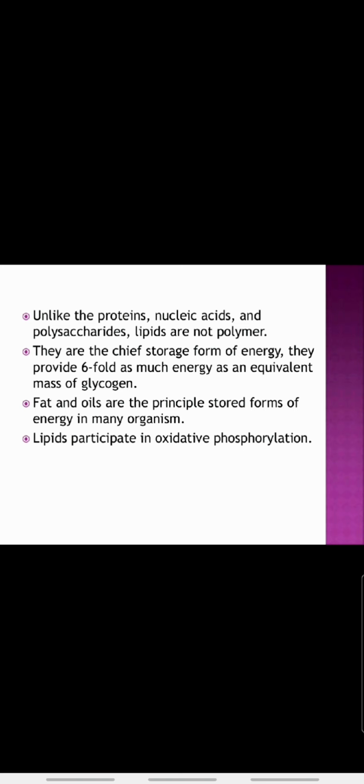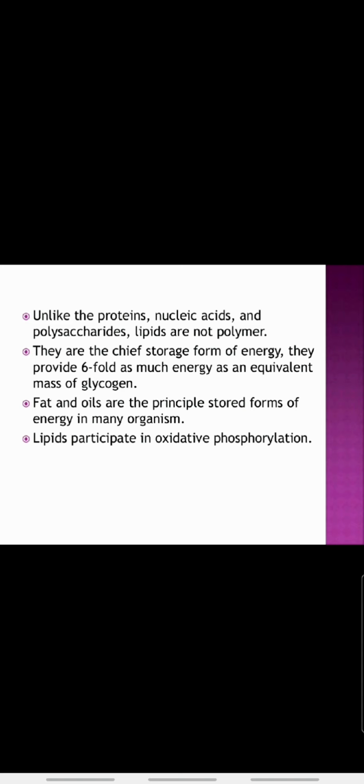Yes, that is why it is a chief storage form of energy, because glycogen is actually involved with the process or the structure of the lipids. Next, it said that the fats and oils are the principal stored form of energy in many organisms. Yes, because a fat molecule consists of two components called glycerol and fatty acids. Later part we will also discuss that one. So that is why fats and oils are the principal stored form of energy in many organisms.